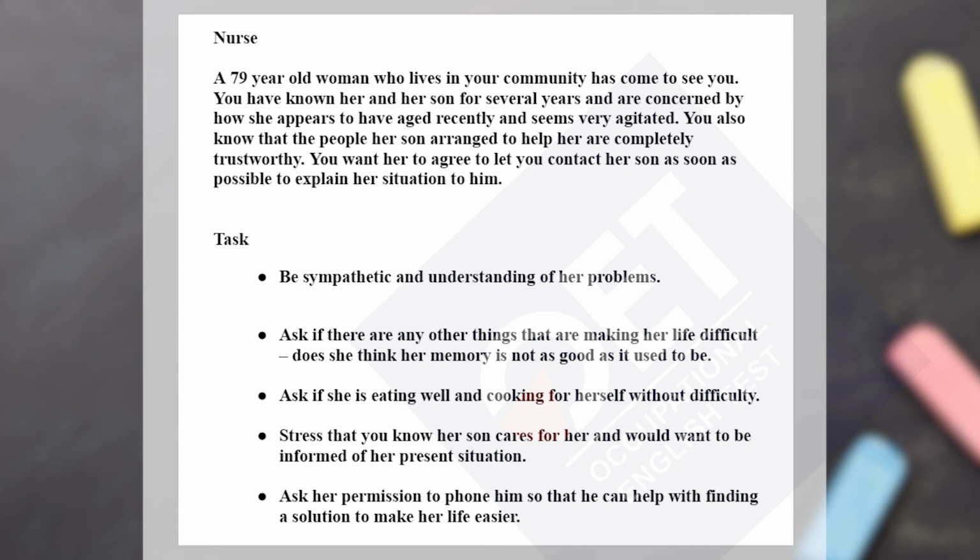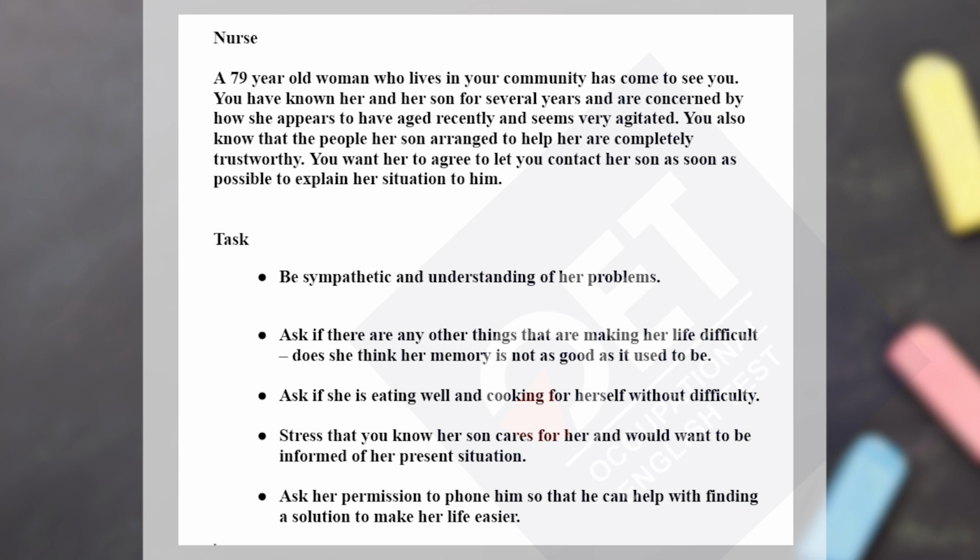A 79-year-old woman who lives in your community has come to see you. You have known her and her son for several years and are concerned by how she appears to have aged recently and seems agitated. You also know that the people her son arranged to help her are completely trustworthy. You want her to agree to let you contact her son as soon as possible to explain her situation to him.